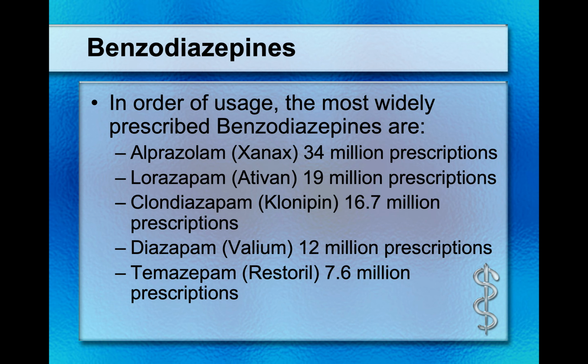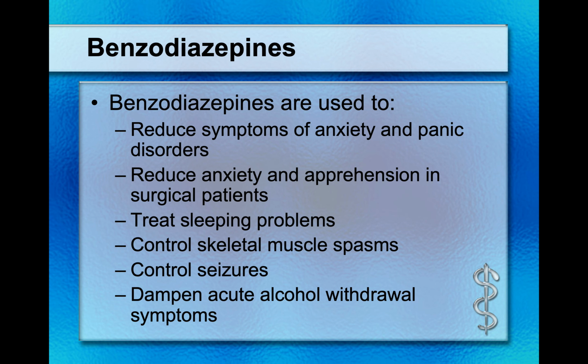In order of usage, the most widely prescribed benzodiazepines are Xanax, 34 million prescriptions, Ativan, 19 million prescriptions, Klonopin, 16.7 million prescriptions, Valium, 12 million prescriptions, and Restoril, 7.6 million prescriptions.